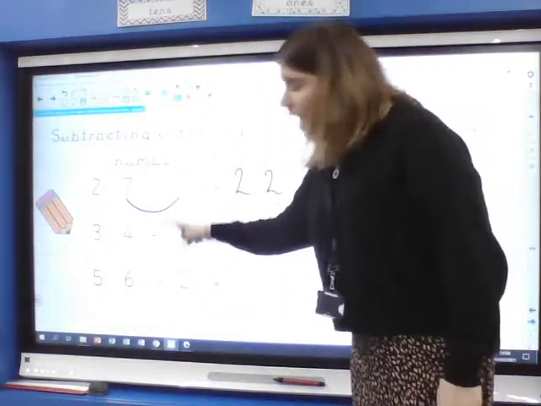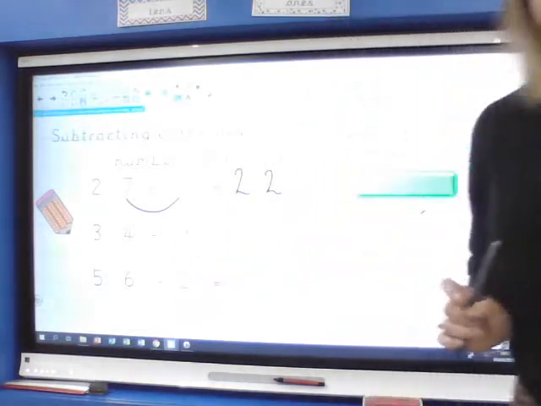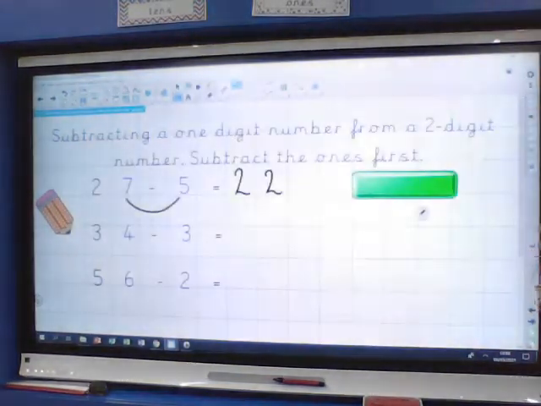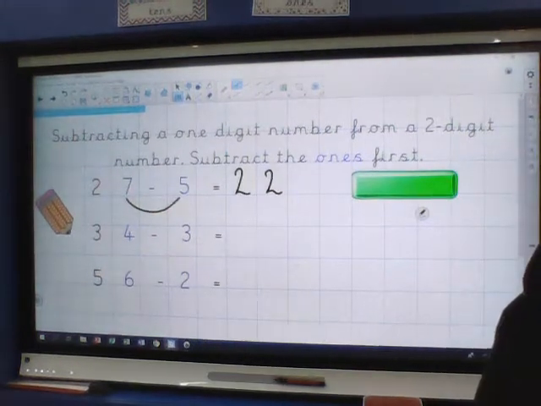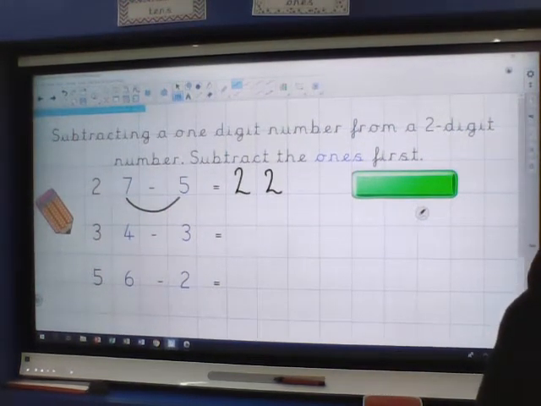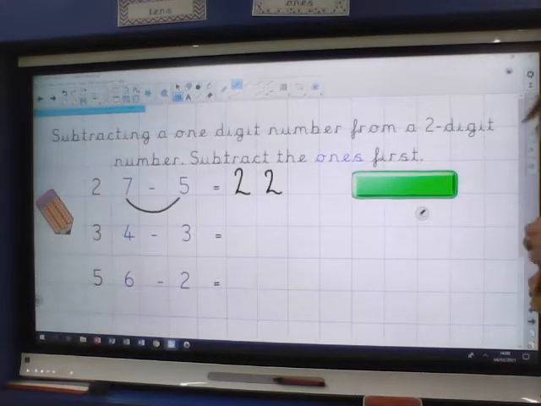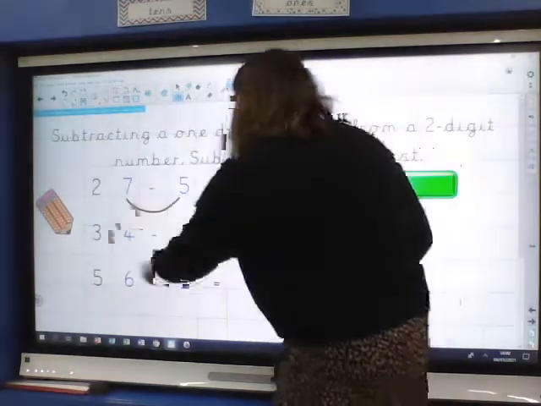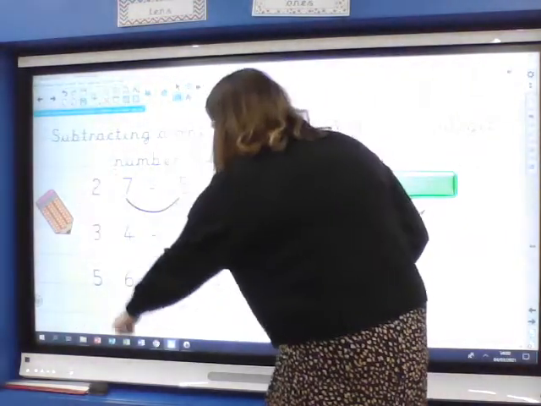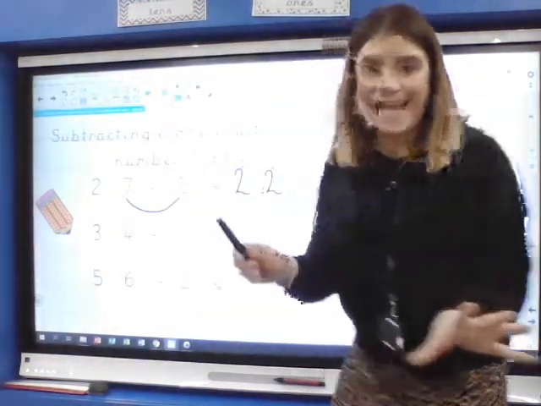So underneath, I've got 2 more number sentences here that I would like you to solve. 34 subtract 3 and 56 subtract 2. So have a little go at those on your whiteboard, please, making sure we're subtracting our 1s and our 10s will stay the same because we're not subtracting any 10s.